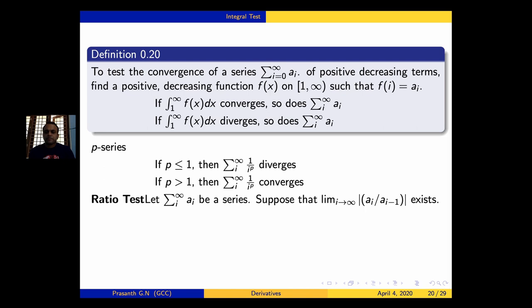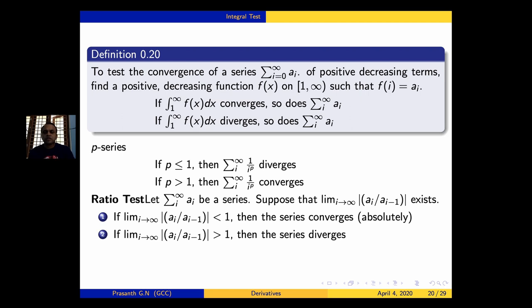Now, the ratio test. Let the sum from i equal to 1 to infinity of a_i be a series. Suppose that the limit as i tends to infinity of modulus of a_i by a_(i-1) exists. If it is less than 1, then the series converges absolutely. Otherwise, if the limit is greater than 1, then the series will diverge. If the limit equals 1, this test is inconclusive. We cannot say whether the series converges or diverges.